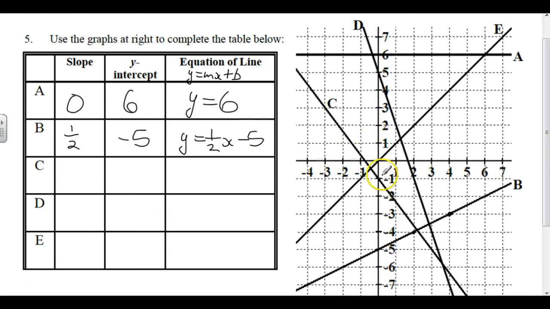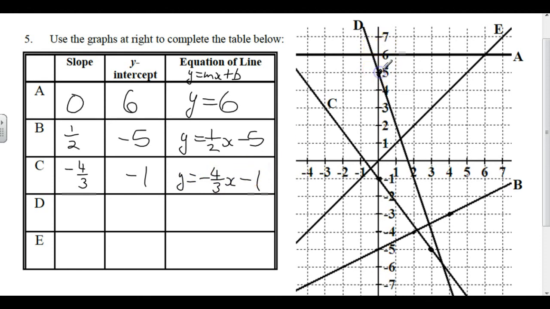C. Y-intercept, -1. Slope from there, I just try and find a point. Looks like here. This is a negative slope. 1, 2, 3, 4 down. 1, 2, 3 over. -4 over 3. Y equals -4/3 x minus 1.